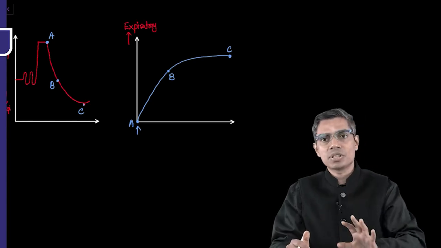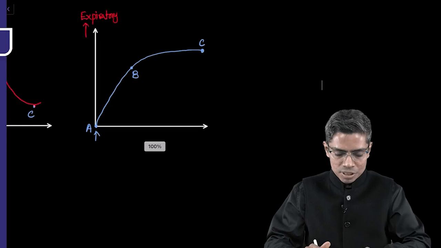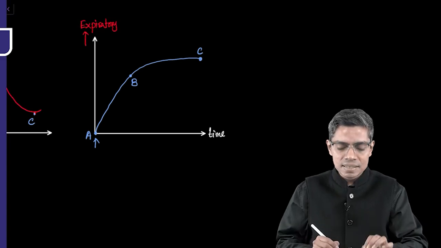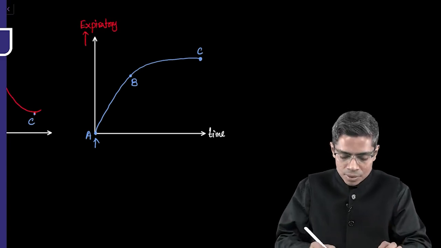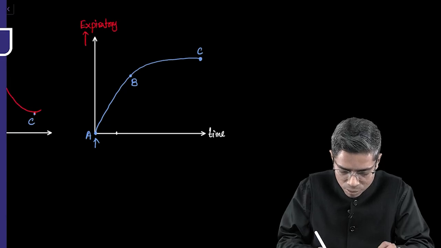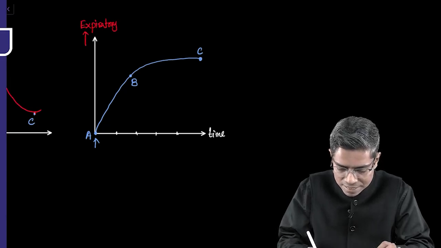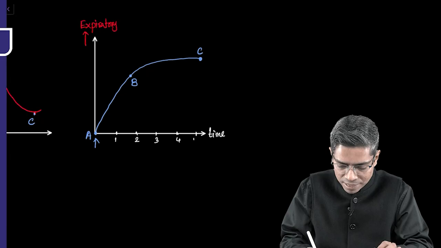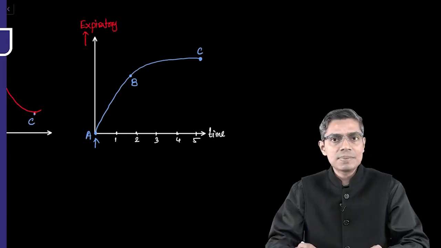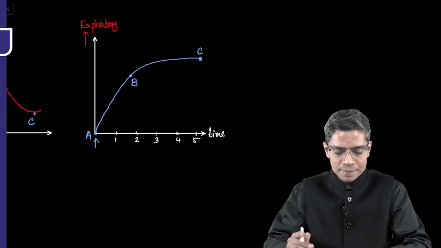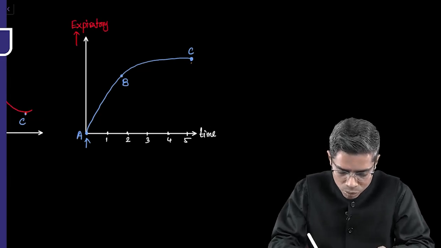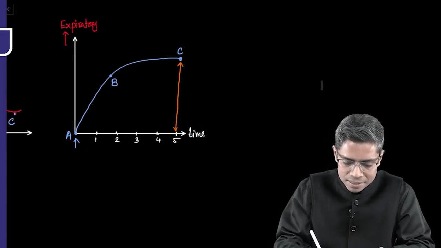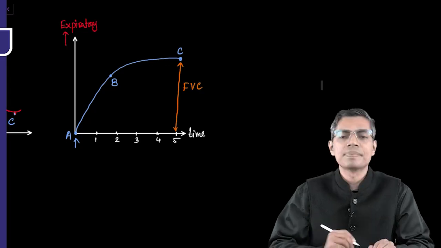Only the expiratory portion is recorded, and in this expiratory portion, the x-axis is obviously recording the time and the y-axis is recording the expiratory volume. So if I measure this time, suppose the total time that the subject takes for full expiration is 1, 2, 3, 4, 5 seconds. So within these 5 seconds, the subject has expired fully. What will be the name of this total volume that the subject has expired? This is nothing but FVC, right?